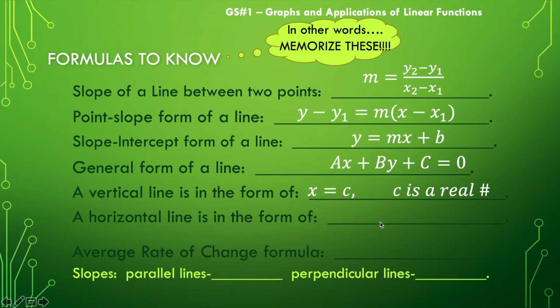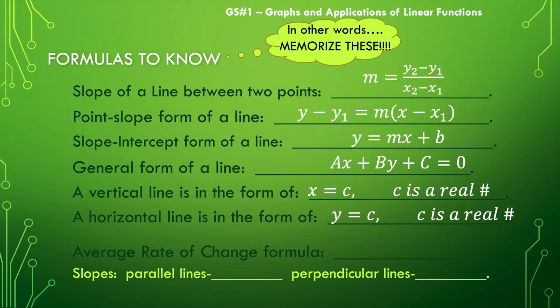And likewise, a horizontal line will be in the form of y equals c, where c is a real number. And again, that c can be anything that's a real number. Negative 27, positive 420, 23, negative 0.11143. I don't know. I'm just making up numbers there. As long as it's a real number, a horizontal line can pass through it on the y-axis.